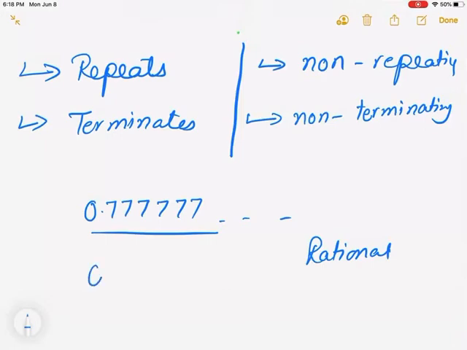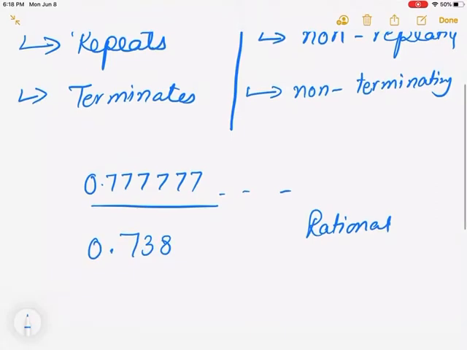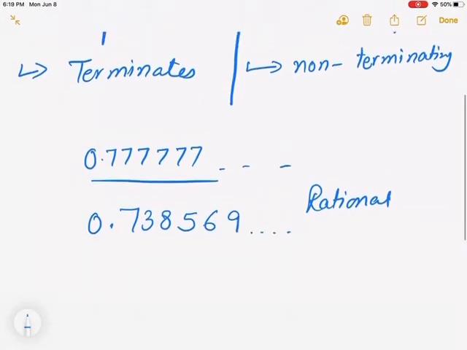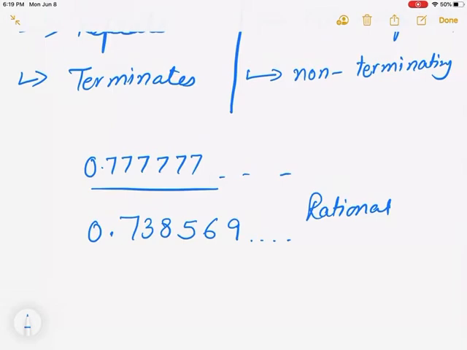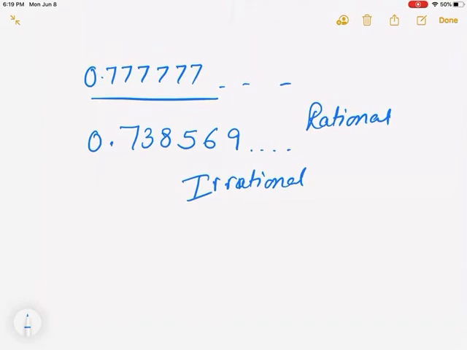Let's say I have 0.73856 and so on. Is it a rational decimal or irrational? First of all, does it repeat? 7385669. No, there's nothing that repeats. Does it terminate? It's non-terminating. It's not stopping either, so it's not a rational decimal. Instead, it's going to be an irrational decimal. Okay, this was just finding if a decimal is irrational or not.